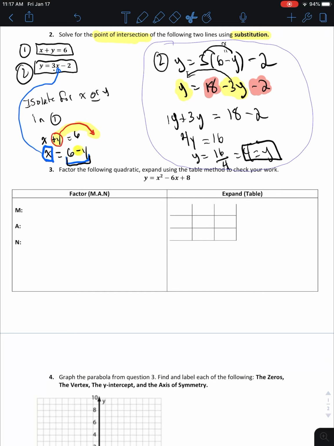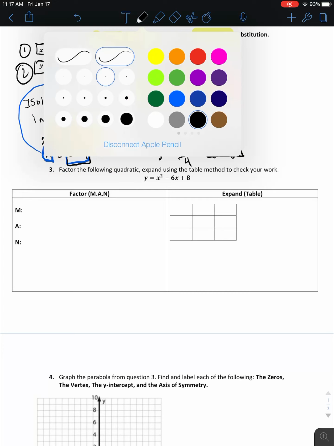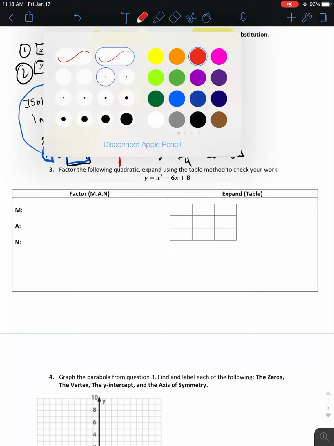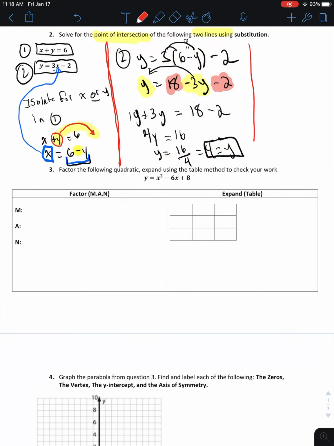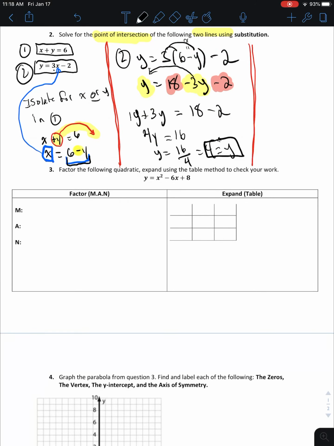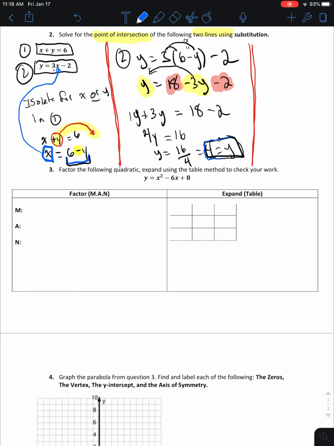Now once I have that, I'm going to move this all over because I need some more room. I'm going to put a line down here so we can separate steps. Now that I know what y is, why can't I put it in over here? If I take y equals 4 and replace it with the y right here, I can get what x is.